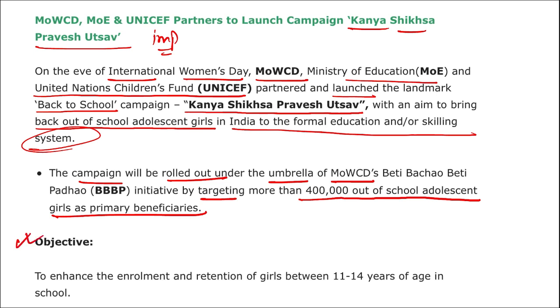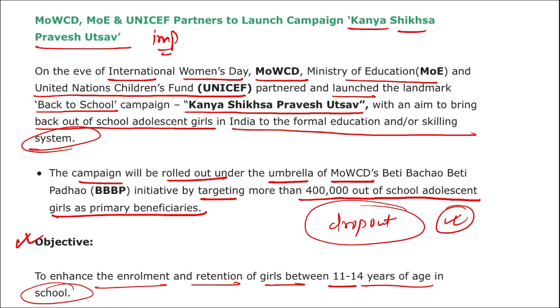What is the objective of this? It is to enhance the enrollment and retention of girls between 11 to 14 years of age in the school. As you know, due to lockdown, there were many dropouts from school. Many young girls, even boys, have dropped out of school due to financial issues or due to some other pressure due to COVID-19. In order to get them back to schools, this initiative has been started, Kanya Siksha Pravesh Utsav. And who are the partners? Ministry of Women and Child Development, Ministry of Education and UNICEF.